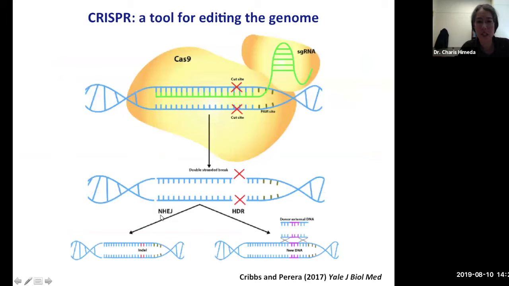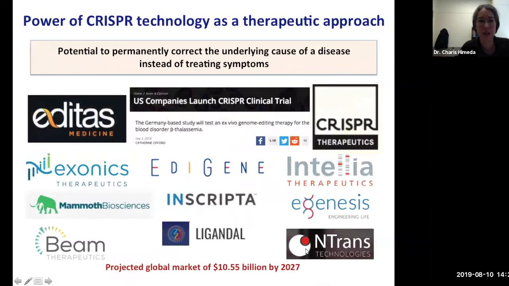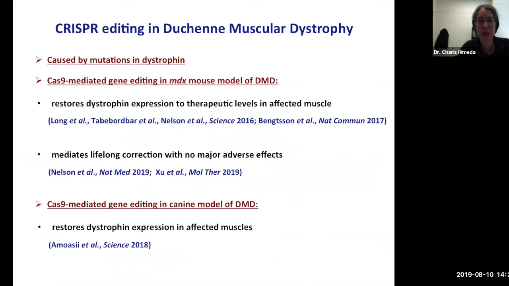So this NHEJ pathway, which creates small insertions and deletions at the point of the double-stranded break, operates just fine, and there should be no problem with cells that are edited by this approach being oncogenic. This is the pathway that people are concerned about. So luckily that's not an issue for Duchenne, but again, I always bring up the example of myotonic dystrophy.